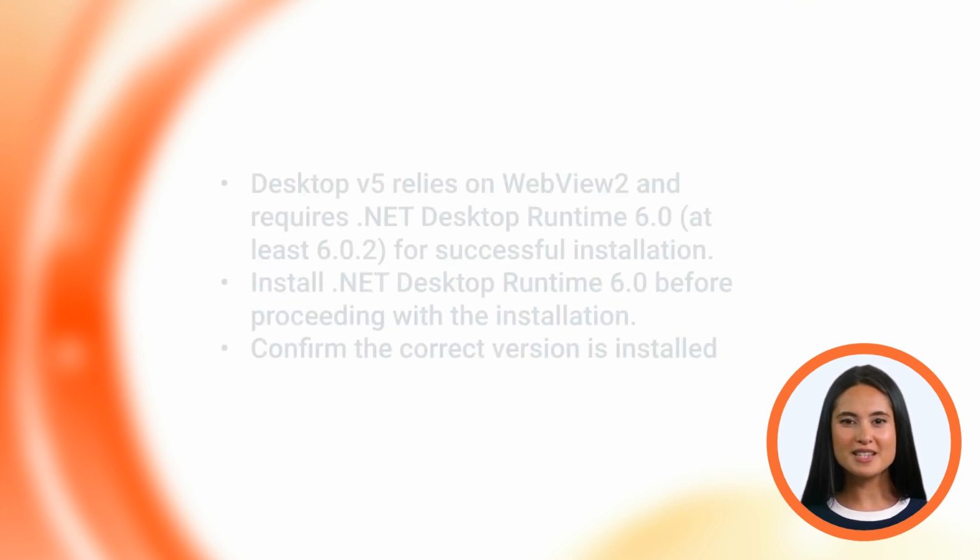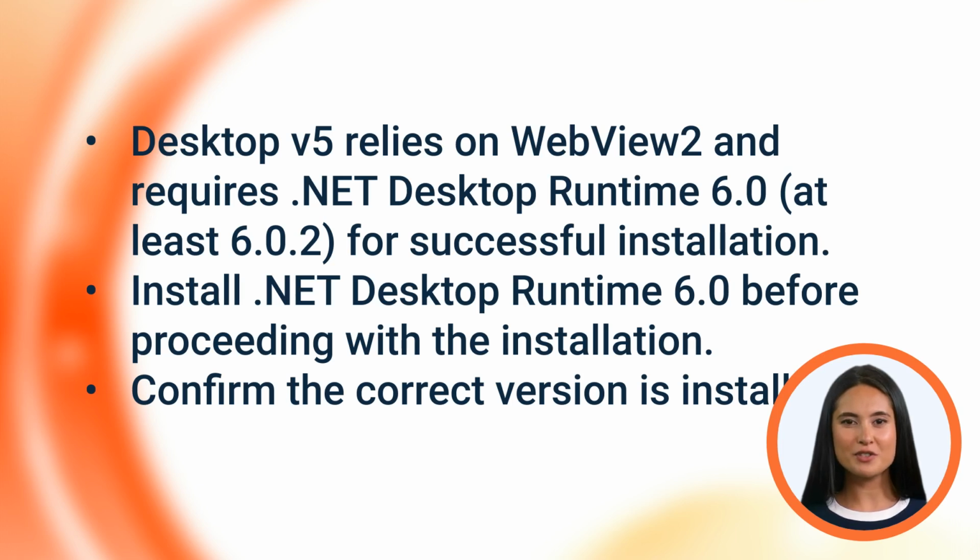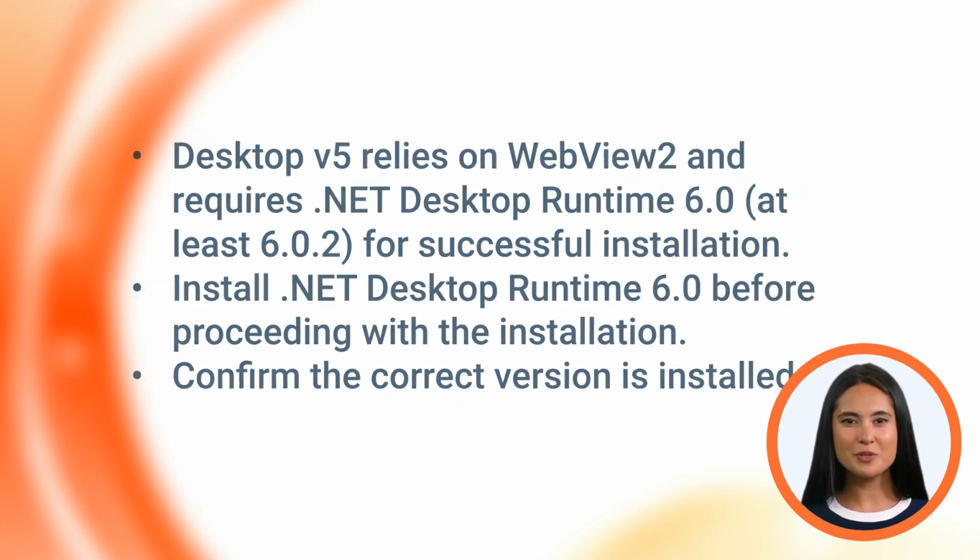Another issue is the .NET Core requirement. Desktop version 5 relies on Web View 2 and requires .NET Desktop Runtime 6.0, at least 6.0.2, for successful installation. Install .NET Desktop Runtime 6.0 before proceeding with the installation. Confirm the correct version is installed by running .NET Info in your computer's command prompt.